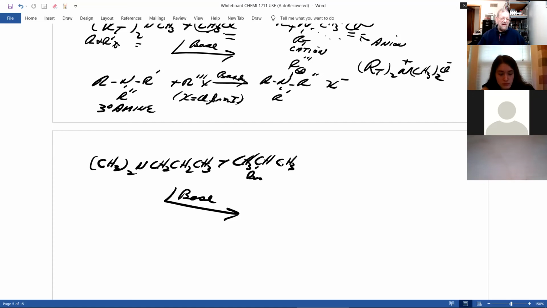And what would be the product or products for the following reaction? 3 points each.